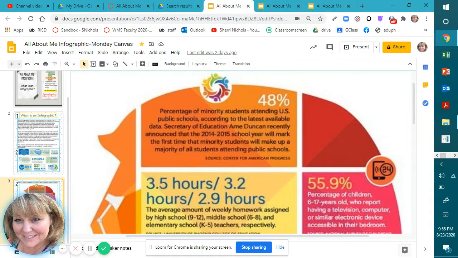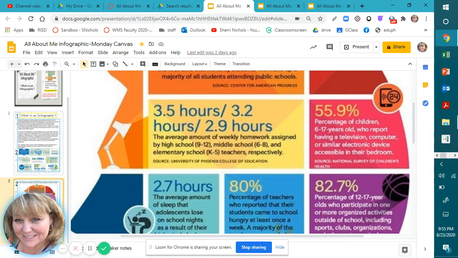So the Secretary of Education recently announced that the 2014-2015 school year will mark the first time that minority students will make up the majority of all students attending public schools. So we have 48%. And then it says 3.5 hours, 3.2 hours, and 2.9 hours. That's the average amount of weekly homework assigned by high school, middle school, which is 3.2, and elementary, which is 2.9.